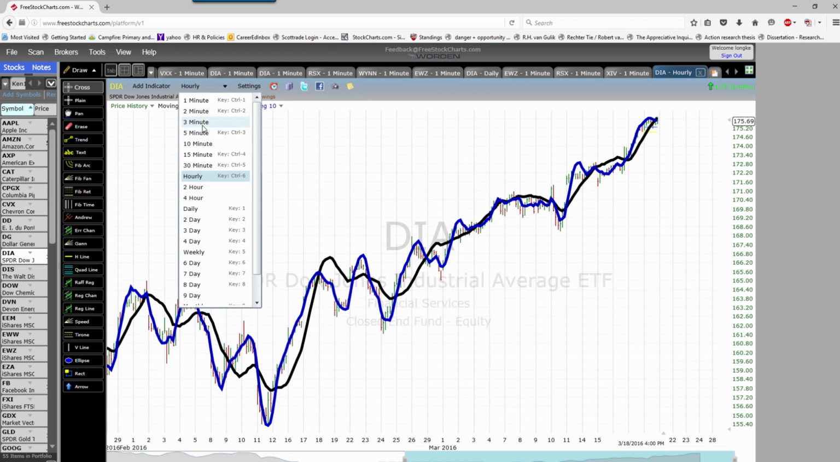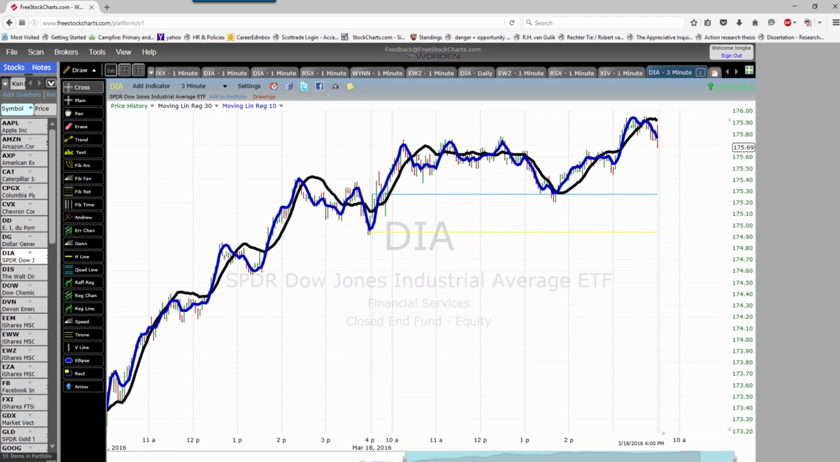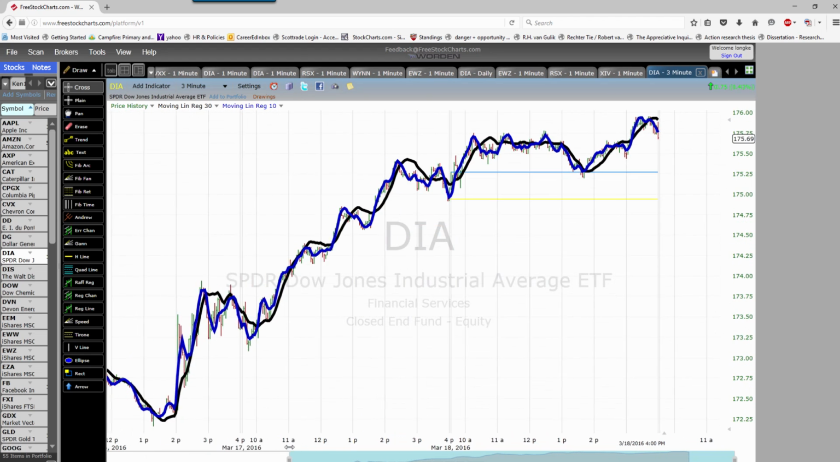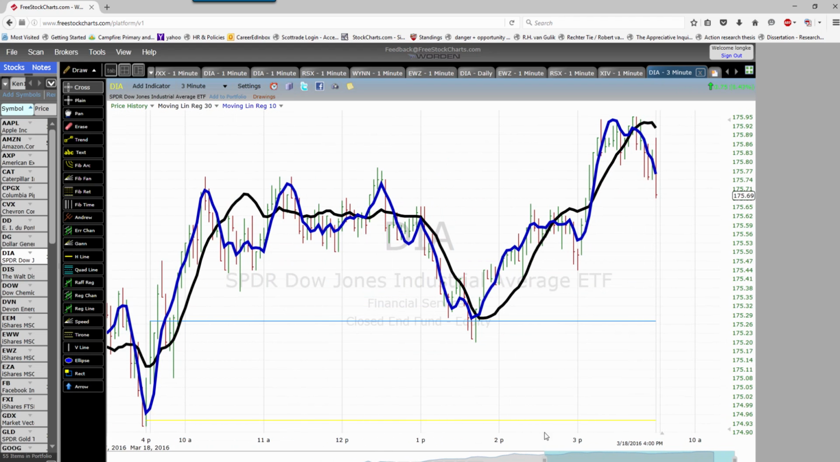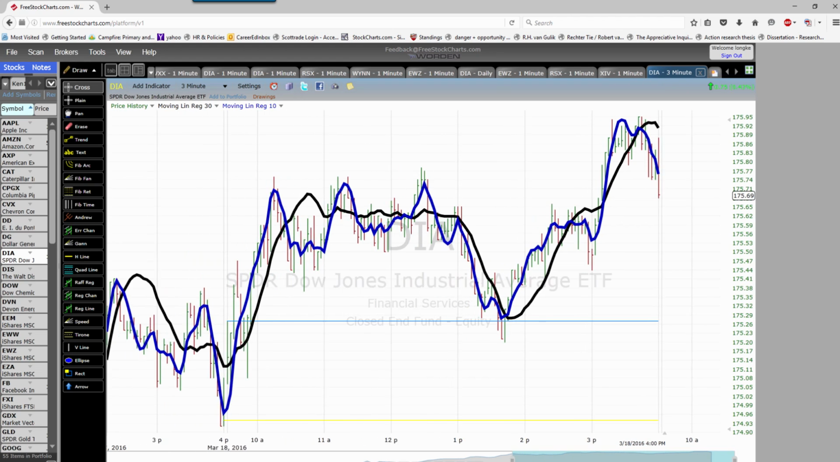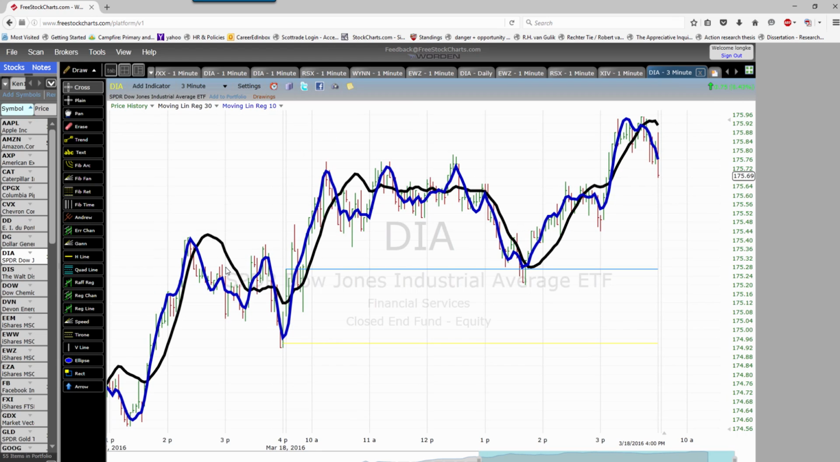If we look at 3-minute charts, you see the same characteristics. Changes in trend, the confirmation occurs, crossover in complete agreement, continuation in agreement, getting ready to roll over. So that's what we are looking for, just in the use of the 10 and the 30 regression lines as proxies for price for the trading pair.